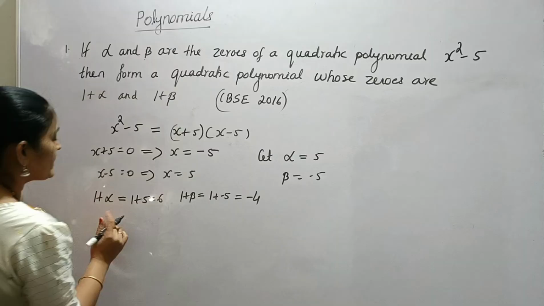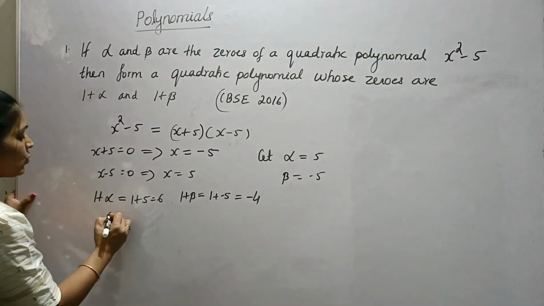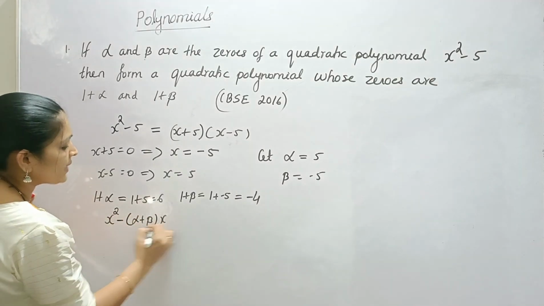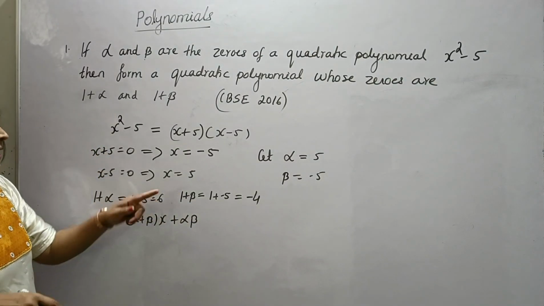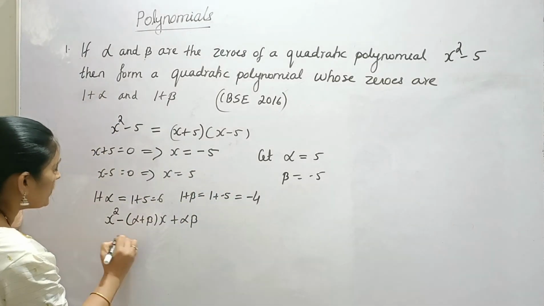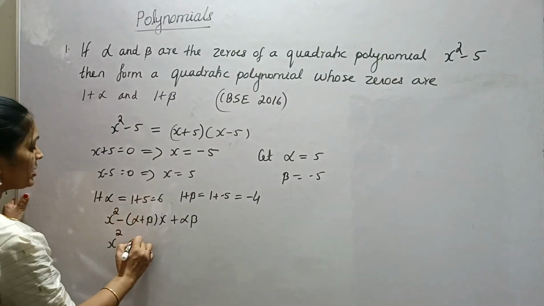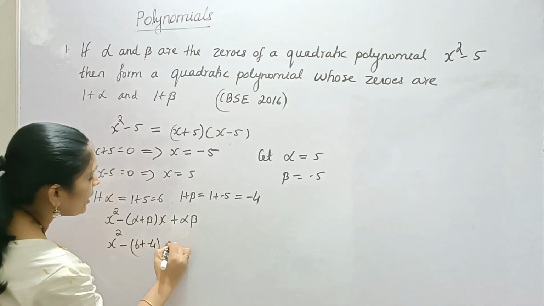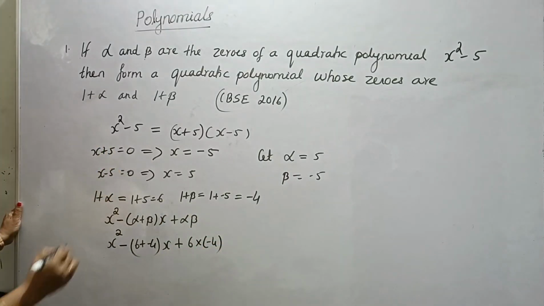So here let's write, we know that if alpha and beta are the zeros of the quadratic polynomial, then the quadratic polynomial will be x square minus alpha plus beta into x plus alpha into beta. Okay, here alpha and beta are the zeros of this polynomial. Here what are the zeros? 6 and minus 4, right? So the required quadratic polynomial is x square minus alpha plus beta, that is 6 plus minus 4, into x plus alpha into beta, 6 into minus 4. Okay.